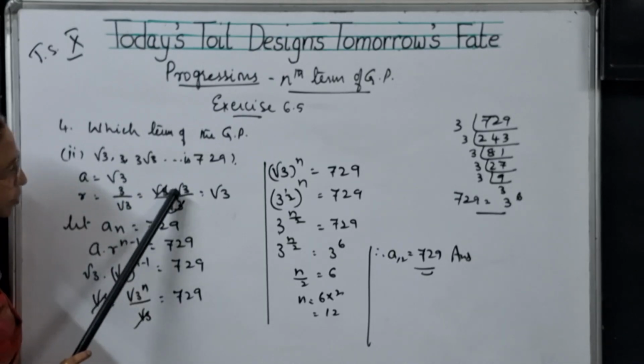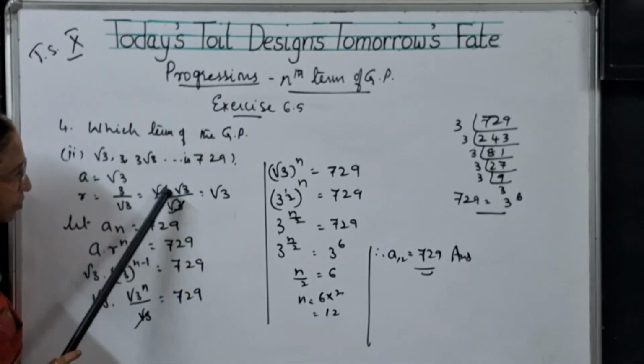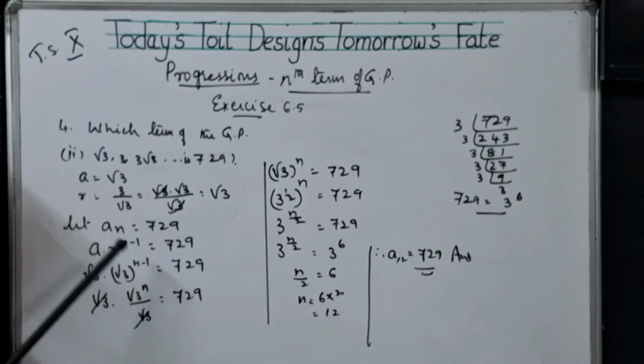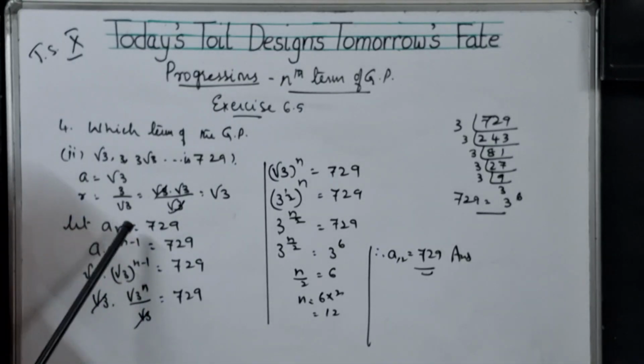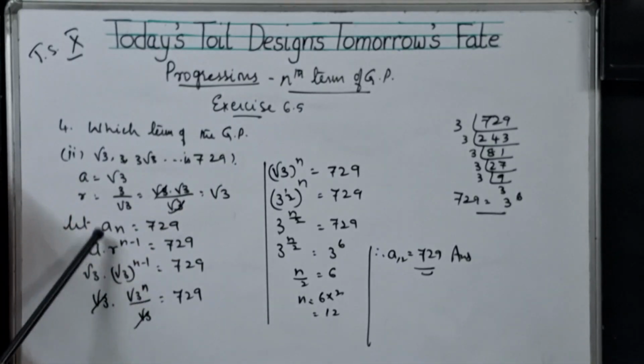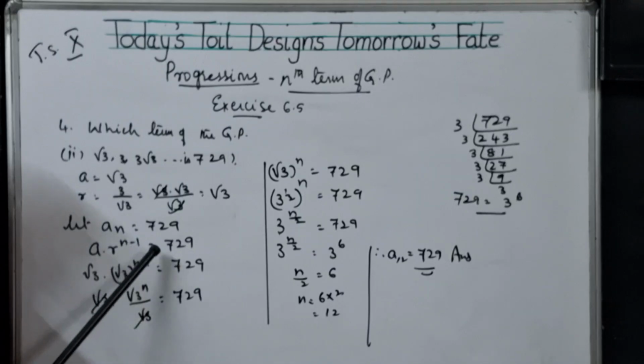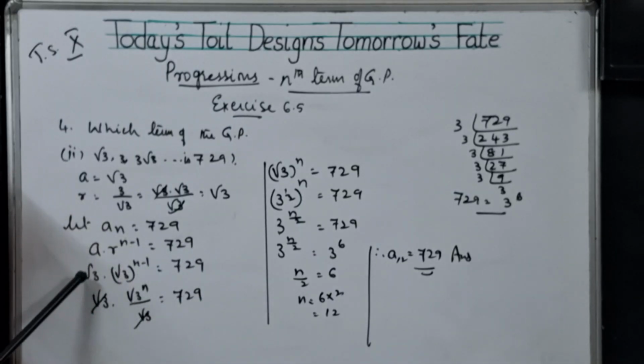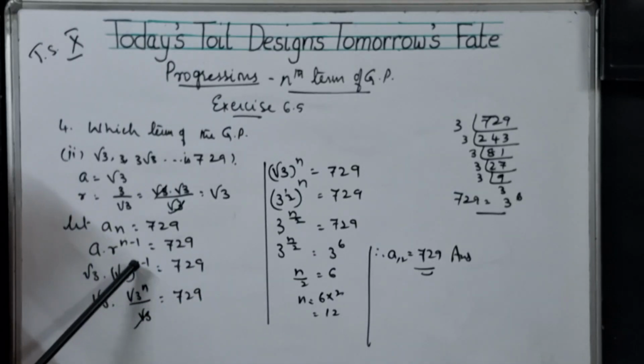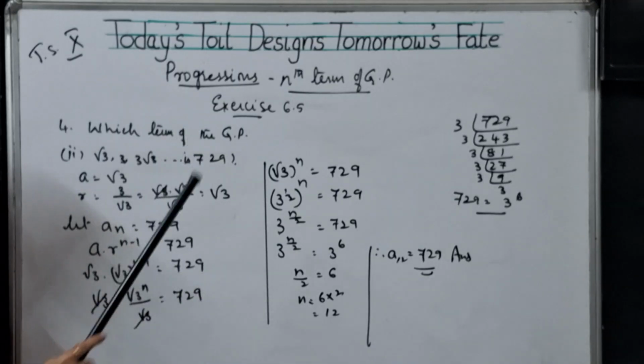3 can be written as root 3 into root 3 by root 3. Root 3's will get cancelled. So r is root 3. So nth term, let us suppose that a_n is 729. a_n means a into r to the power of n minus 1 is 729. a is root 3 into root 3 to the power of n minus 1 is 729.